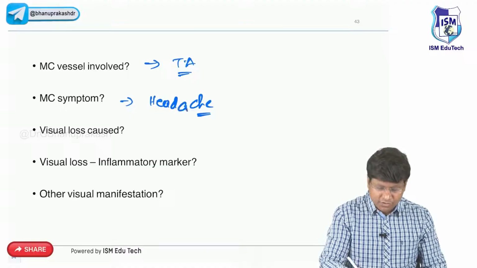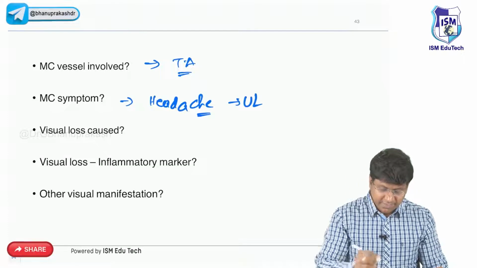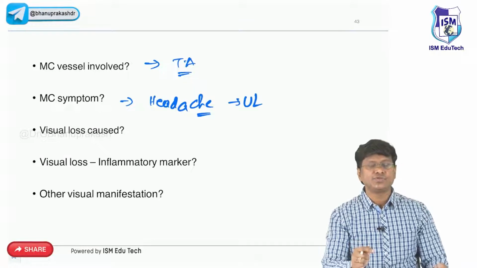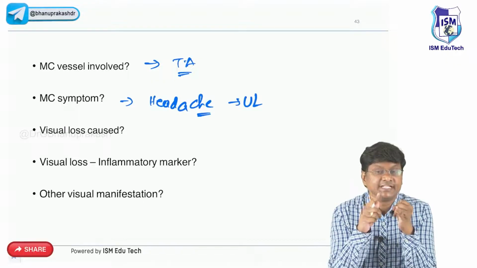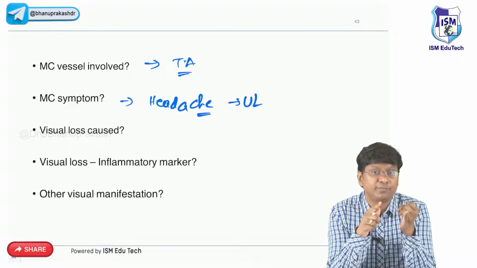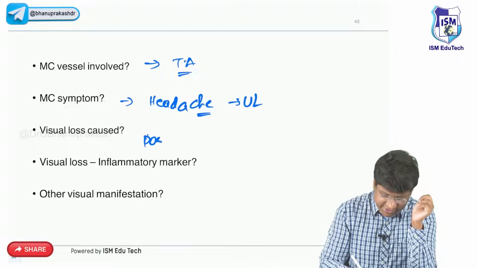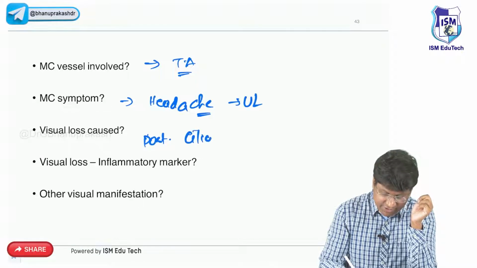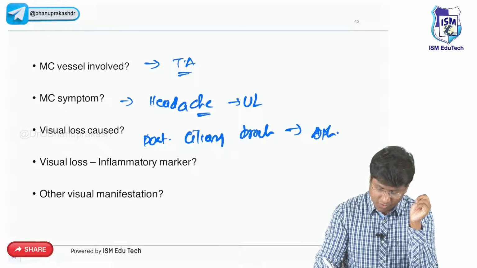The individual will also have headache, and this particular headache is mostly unilateral. There can also be development of visual loss, and the visual loss in giant cell arteritis is mainly because of involvement of the posterior ciliary branch of the ophthalmic artery. So visual loss is due to the posterior ciliary branch of the ophthalmic artery.